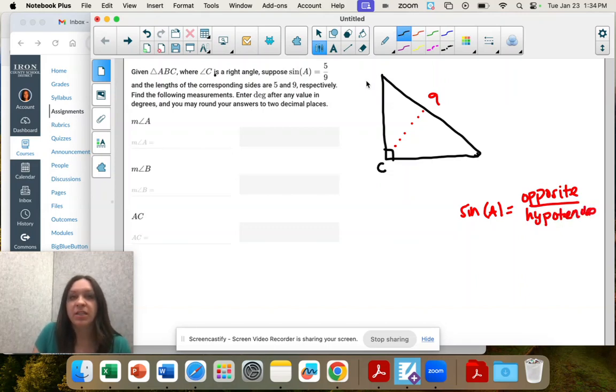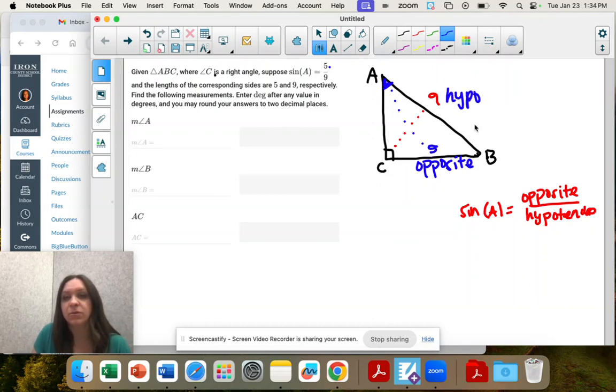So if we make this angle A, so A is our reference angle, that means the opposite side is 5, and the hypotenuse is 9. So this remaining side is the adjacent, and we don't know the length, but we're asked to find it down here, AC. So we are going to find that length.